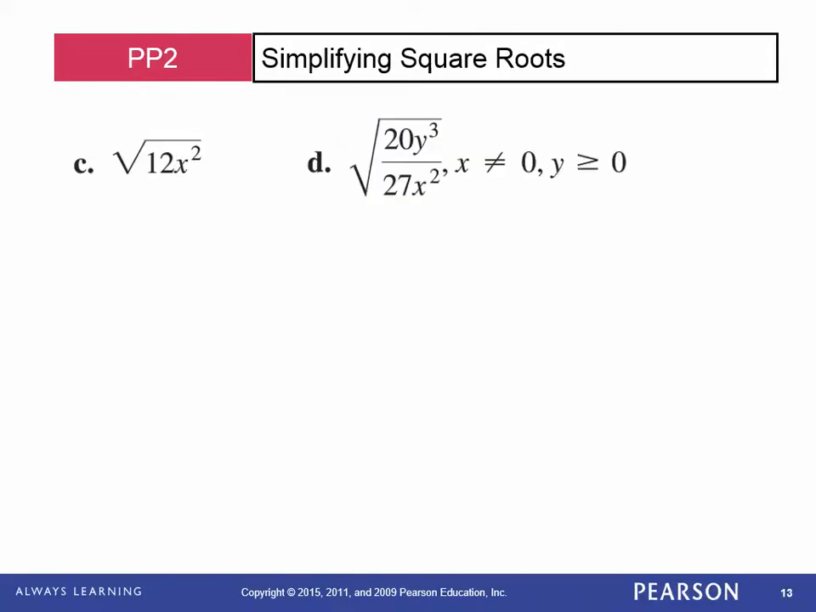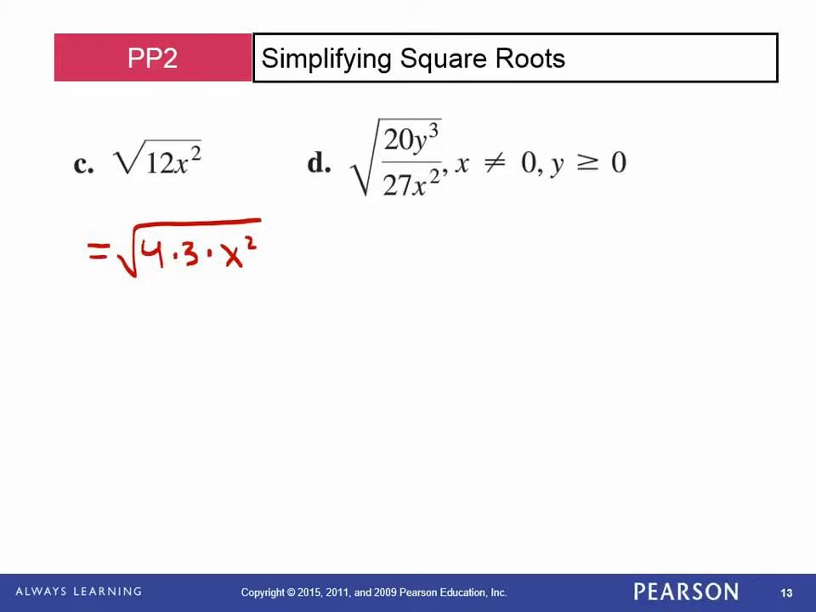Okay, let's put in variables now. How do we work with variables? Somewhat the same way. So the square root of 12 times x squared. We're going to pull out the perfect square out of here. And again, we can probably do this in our heads here. But 12 can reduce down into 4 times 3, 4 being the perfect square. We also have this little extra x squared.